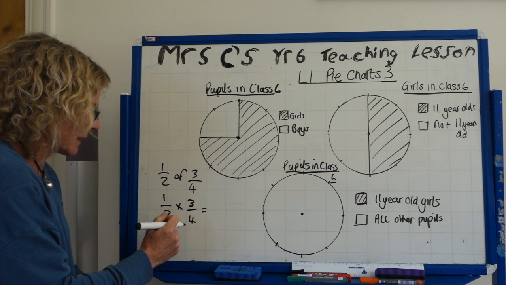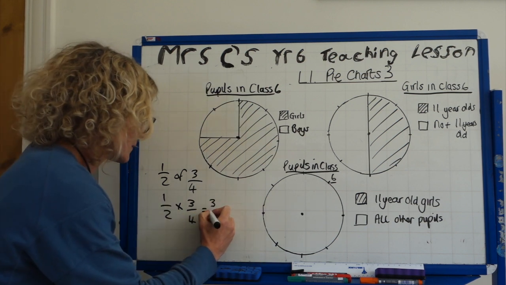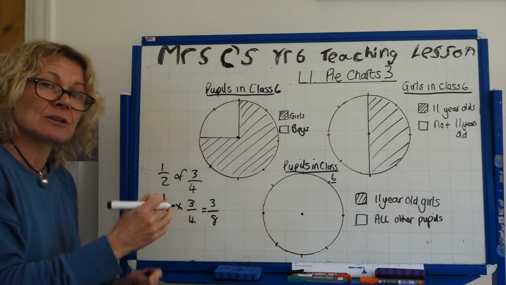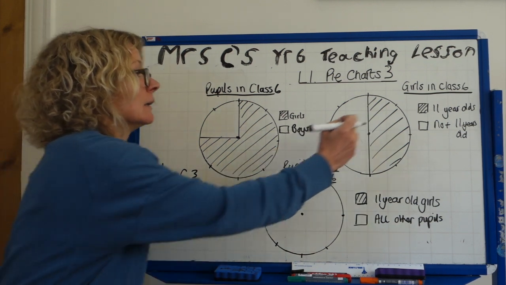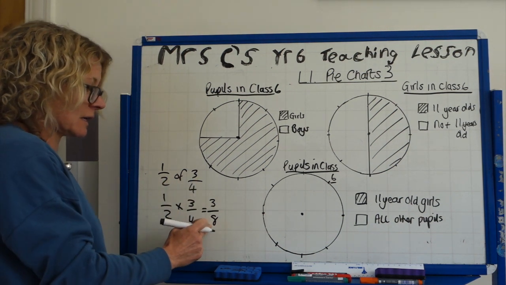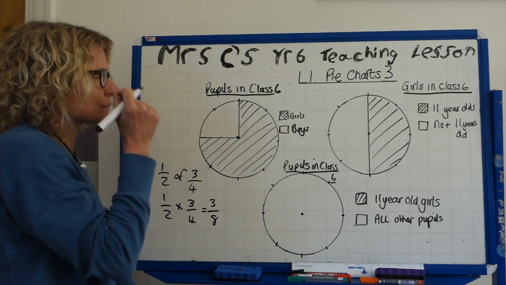So let's see how that pans out. 1 times 3 is 3, and 2 4s are 8. So 3/8 of the whole class are 11-year-old girls. Half of 3/4 is 3/8, okay?